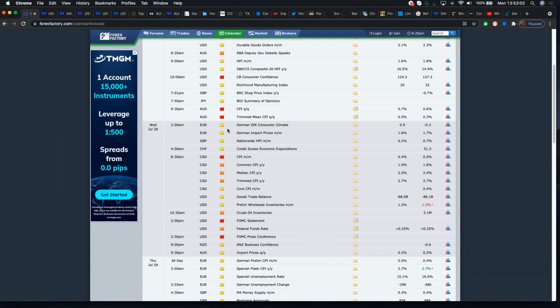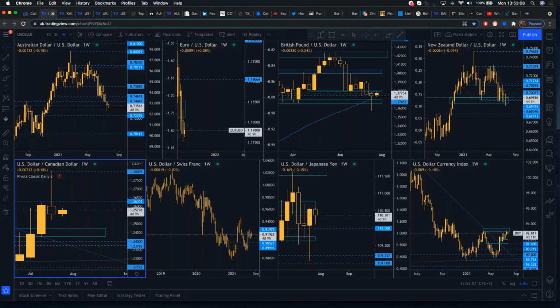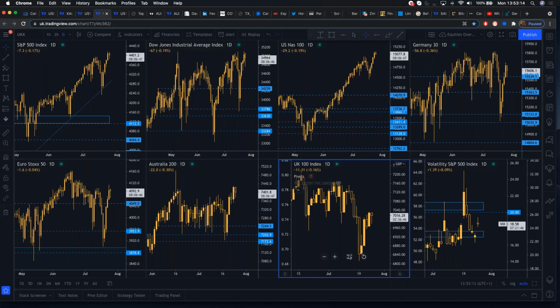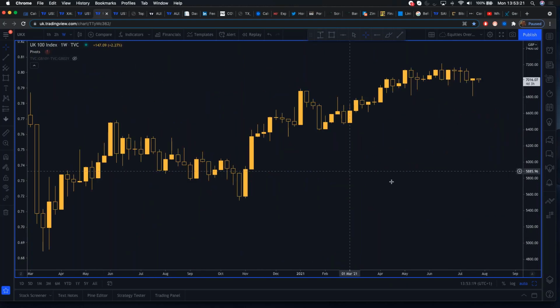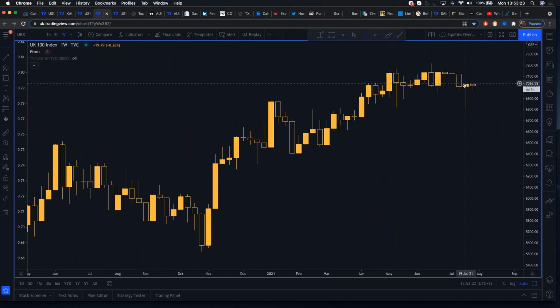Right, now here's a couple of other things I want to point out to you. First of all, stocks. There is a good opportunity that's setting up in the FTSE 100. As long as risk sentiment remains positive, this is a bullish pin bar development.